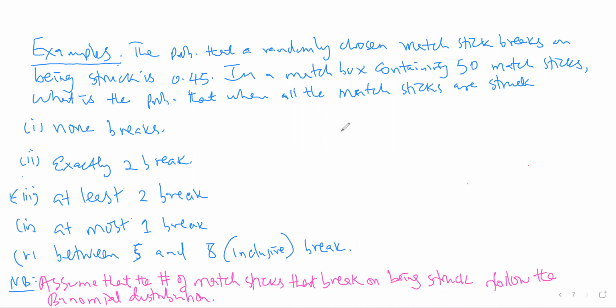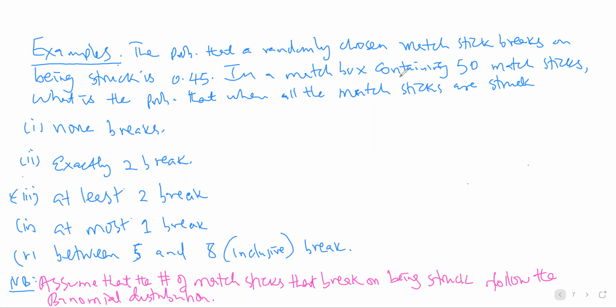So once you are told that the random variable in question follows the binomial distribution, you need to ask yourself, what is N, the number of trials, which we said must be fixed and finite. So a matchbox has 50 and we are striking all of them. So that is our N. N is 50. And the probability of success is 0.45.